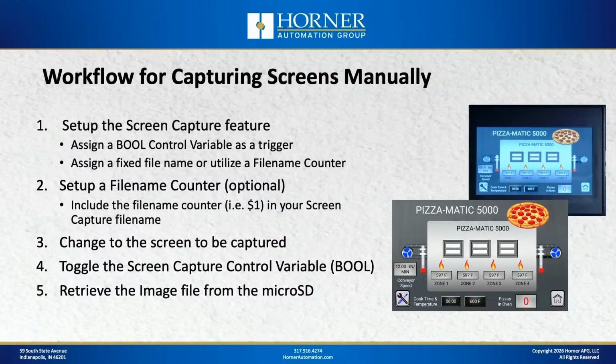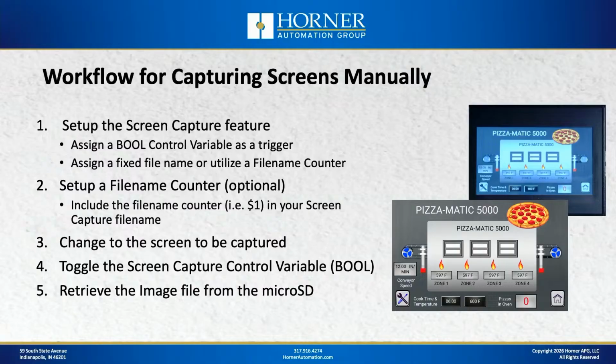How would that work? Well, of course, the first step is you're going to have to set up your screen capture feature so that you actually have a Boolean variable that you can use as a trigger to instigate the screen capture. And then as part of that configuration, you can either utilize just a fixed file name if you choose. If you're doing it manually, you may want to just leave it as a fixed file name, or you might want to go ahead and incorporate a file name counter so that every time you do a screen capture, it increments. If you do decide to utilize that, of course, you then have to set up the file name counter and include the wildcard designation in the path for your screen capture.